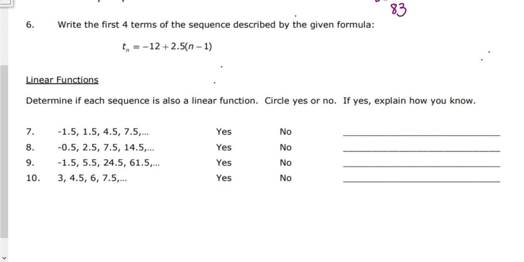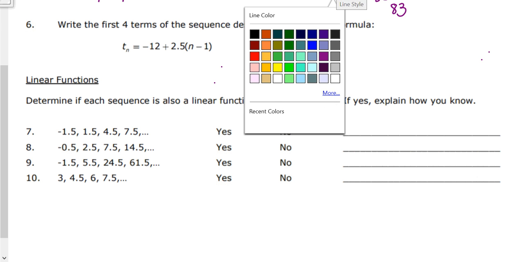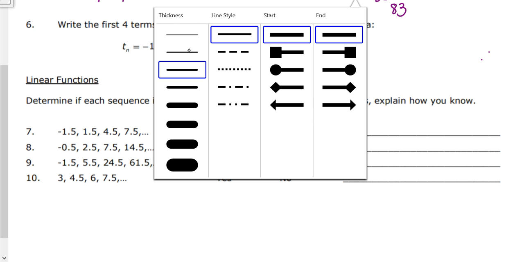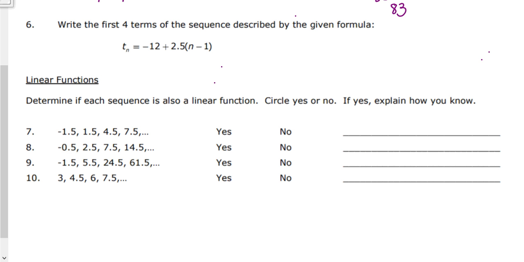Okay, so looking at our last section here, determine if each sequence is also a linear function. Circle yes or no. If yes, explain how you know. So remember, for it to be a linear function, I have to have a constant rate of change. So really, another way to ask this question is determine if each sequence is arithmetic, meaning that it has a common difference, that I'm adding or subtracting the same thing each time. If I'm not, then it's not going to be a linear function.